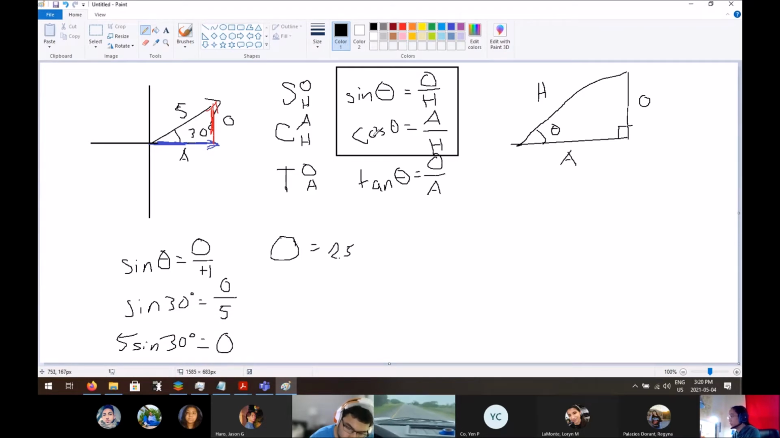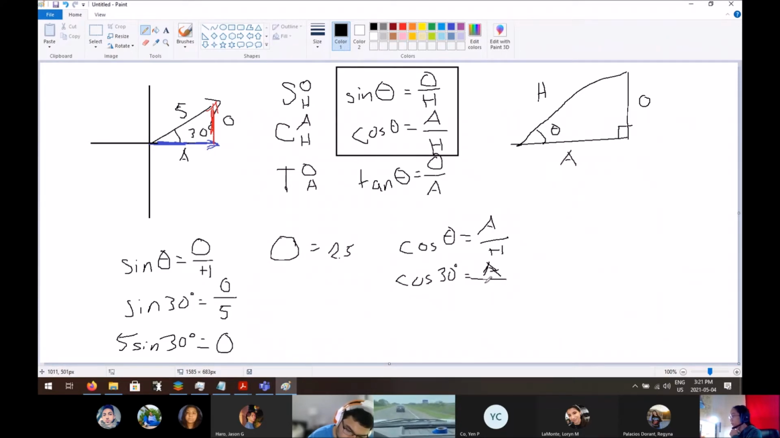Right, so let's do the other one, cosine. See, that also has a hypotenuse. Cosine of theta is equal to adjacent over hypotenuse. So now we have to look for a. So cosine of theta equals cosine of 30 degrees is equal to a, adjacent. We don't know that.